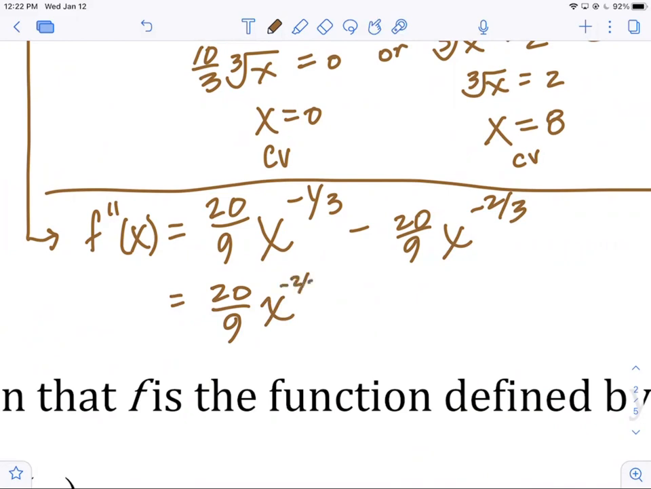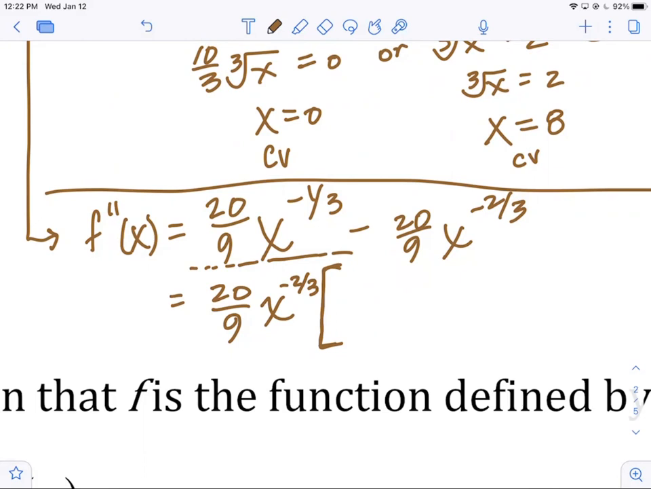-2/3 is smaller. And then the bracket. Again, imagine that you're dividing right here. So the 29ths divided by 29ths, that's 1. I'm not going to write it. And then x to the -1/3 divided by x to the -2/3, we subtract.